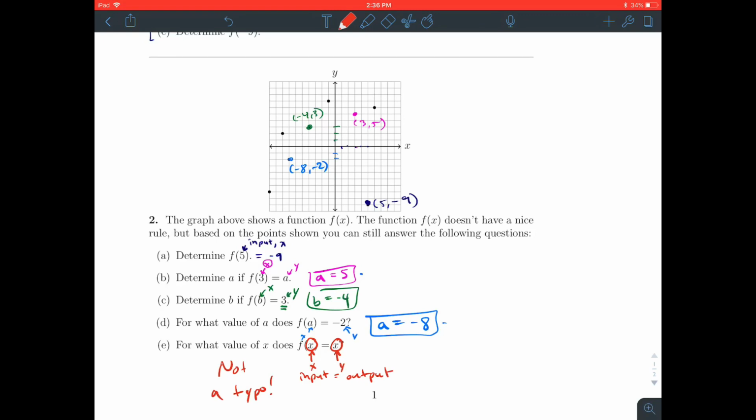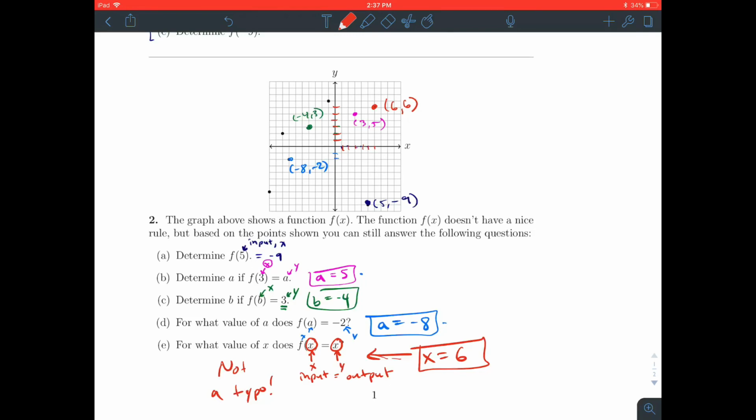And there's only a couple points to check here. It looks like this one might have that property. So let's see, 1, 2, 3, 4, 5, 6. And since the output value is the same value, we get that it must be x equals 6 where this occurs.